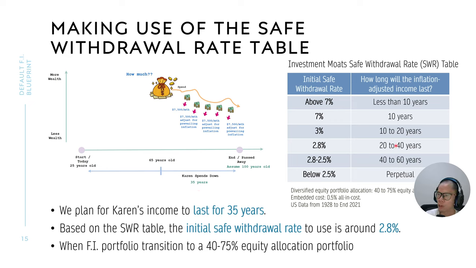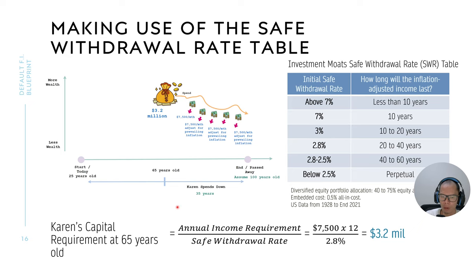So this is the safe withdrawal rate table that I came up with. 35 years will fall somewhere over here, and a good initial safe withdrawal rate to use is about 2.8%. So we can apply this 2.8%, 35 years, and this 7,500 to figure out the capital. Karen's capital requirement at 65 years old is the annual income requirement divided by the safe withdrawal rate. So you take 7,500 times 12 divided by 2.8%, and you get $3.2 million.